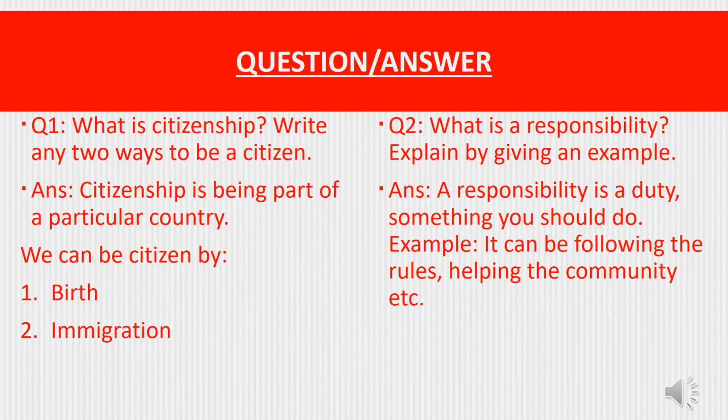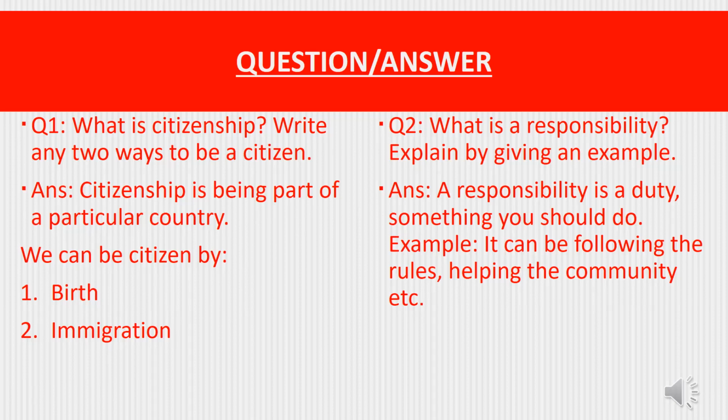As the chapter has finished, let's try to solve the questions and answers. Question number 1. What is citizenship? Write any two ways to be a citizen. Citizenship is being part of a particular country. Number 1, we can be a citizen by birth.